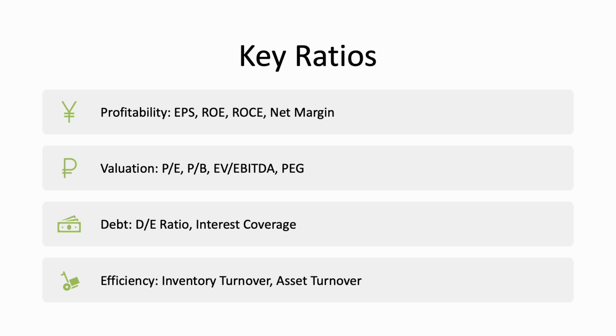Closing this section, let's recap. Profitability ratios tell us how effectively money is made. Valuation ratios tell us whether the stock price is justified. Debt ratio shows financial stability. Efficiency ratio measures how well resources are used. Together, these ratios act like vital signs of a company.